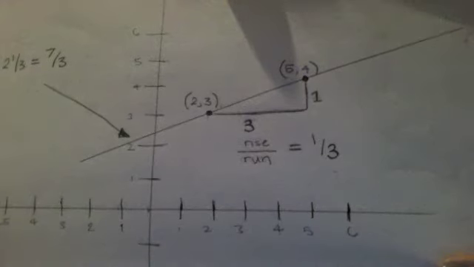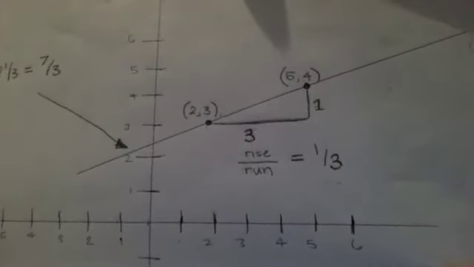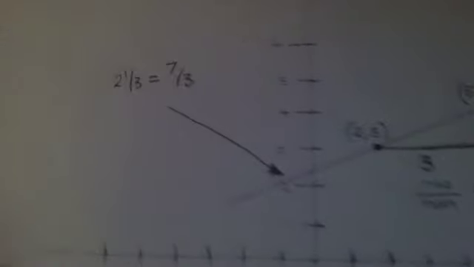Next, we have to find b. In order to do this, we look at the y-intercept, which in this case is 2 and 1/3. 1/3 is where the line intercepts with the y-axis.